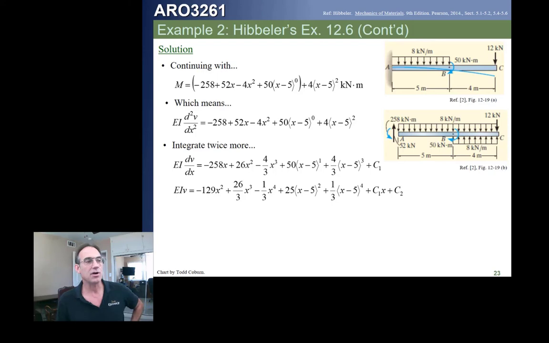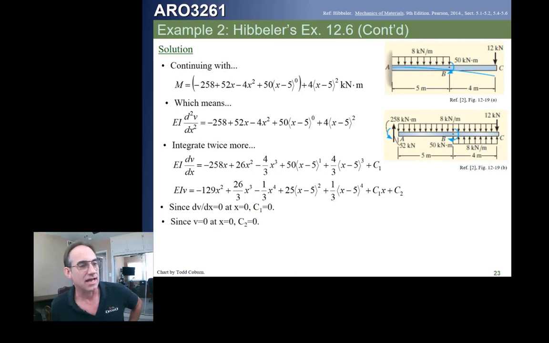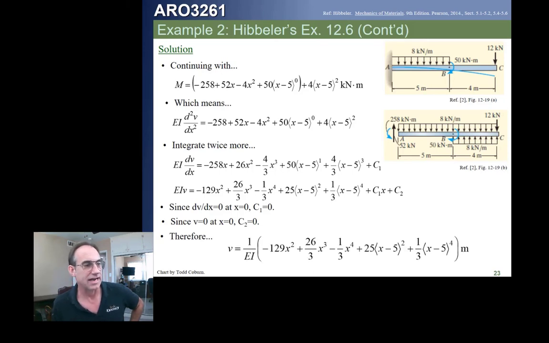Now, we could have made this a little easier. After getting the equation for the slope, we could have plugged in that the slope at 0 is 0 and immediately gotten what C1 is. Or we can do it later, noting that the slope is 0 at x equals 0. That gives us that first one, and the deflection at 0 is equal to 0. That gives us the second one. Rewrite and simplify. That gives us the equation for the deflection.